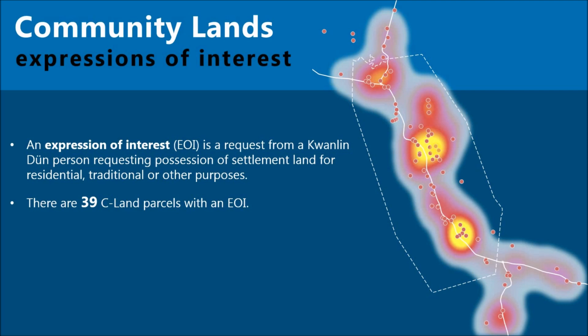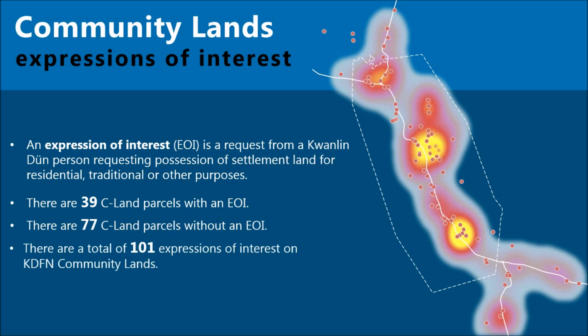So there are 39 community land parcels that have an expression of interest, and there are 77 parcels without an expression of interest, and there are a total of 101 expressions of interest on Kwalndun's community lands. So that means there are 101 expressions of interest on 39 settlement land parcels.